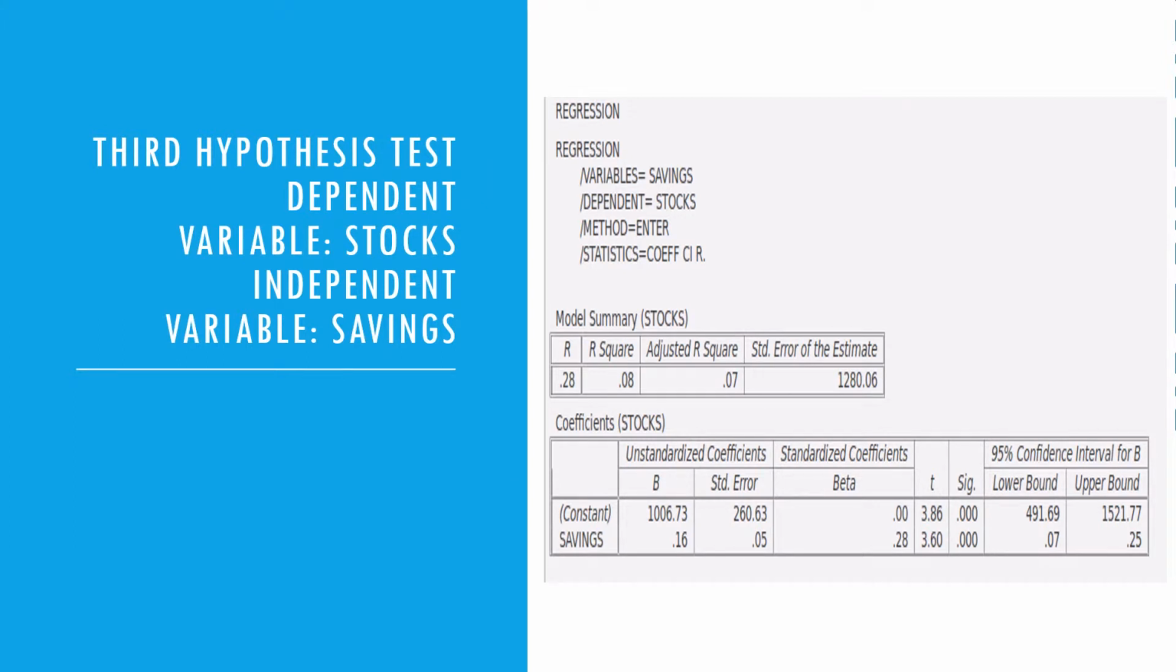Our third hypothesis test, we used a dependent variable of stocks and an independent variable of savings. Again, to the right, same thing. We can see our information coming after we imported the data into PSPP and ran this regression tool. Some things are R squared of 0.08, and we can look at our beta of 0.28, our significance of 0, and our lower bound and upper bound is 0.07 to 0.25.